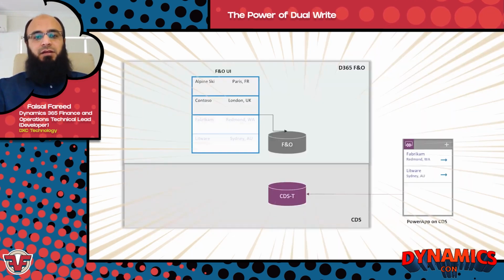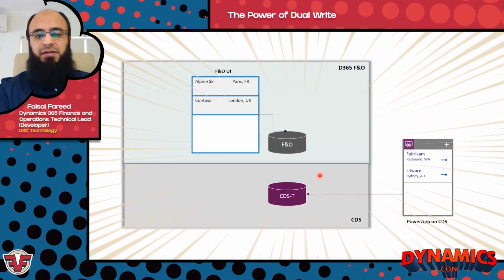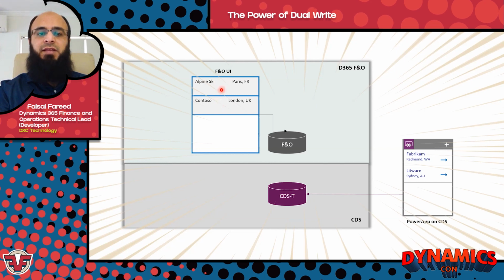Now let's quickly look into the little example here. What we have here on the left side of the picture is a Dynamics 365 Finance and Operations environment. This is a UI. You can consider these as customers. These are the two customers sitting in Finance and Operations. This is the FNO database.